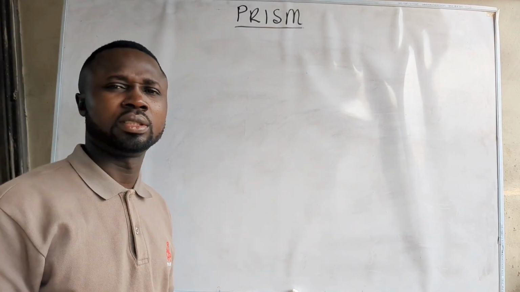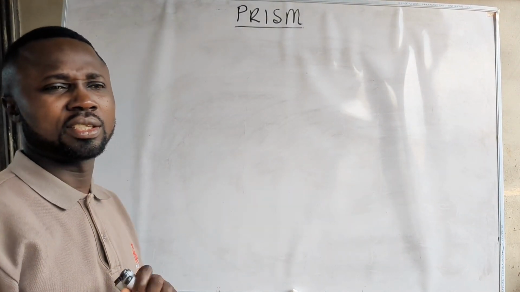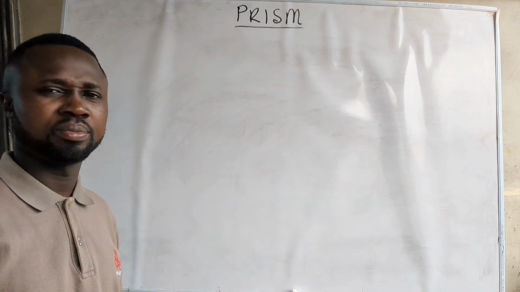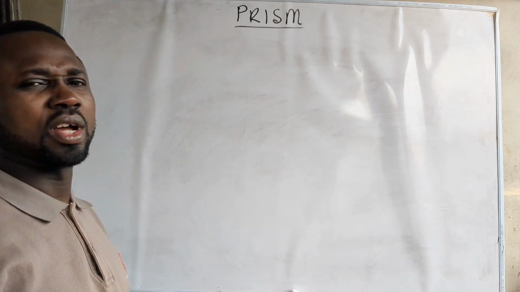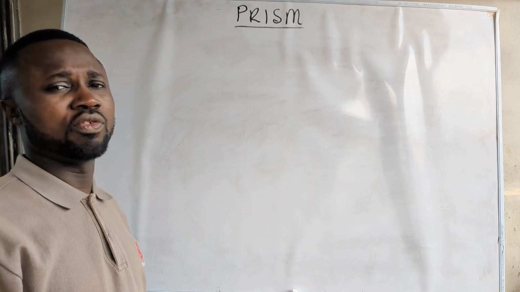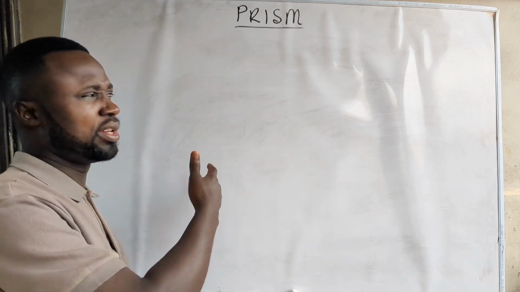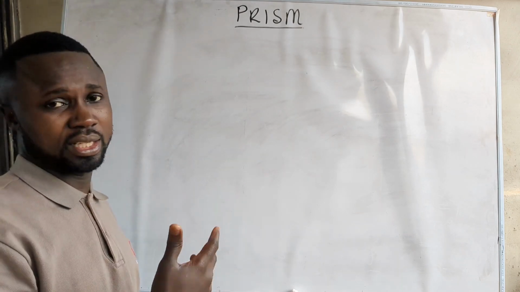Hello, precious ones. Welcome to our class, and our session is still on our three-dimensional figures. Today we are going to look at prism. And when we talk about prism, a prism is also a three-dimensional figure with a uniform cross-section. Uniform cross-section means that when we cut across the length, we get the same shape as the original.